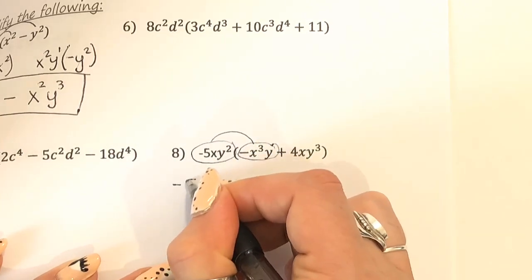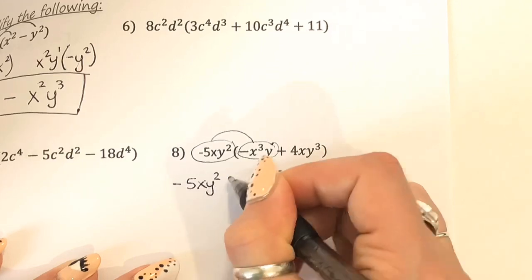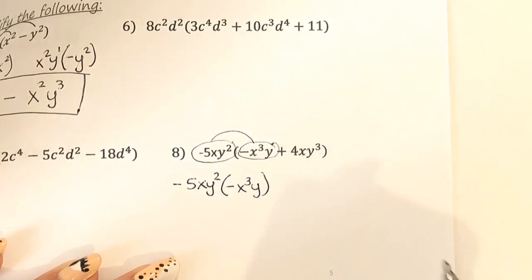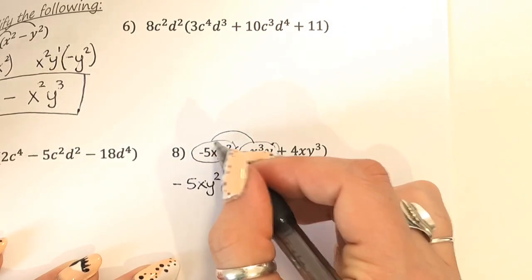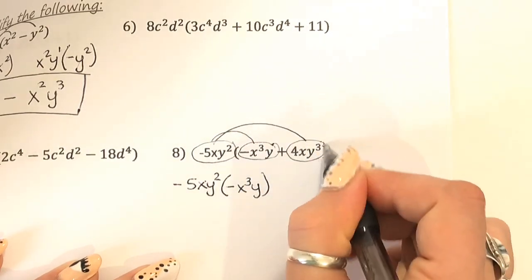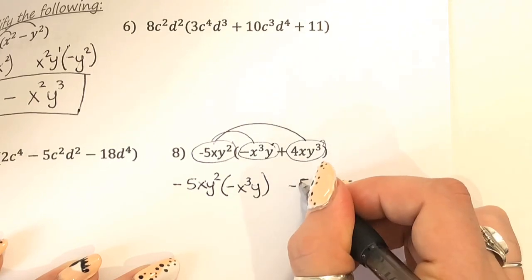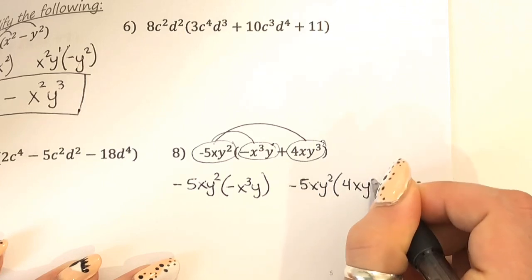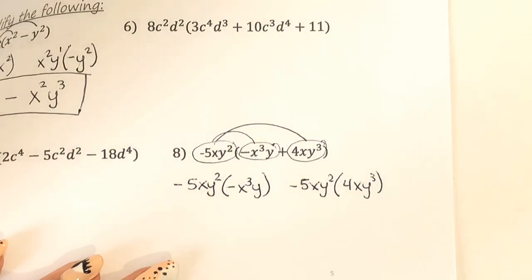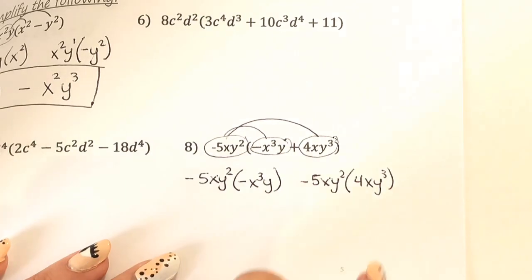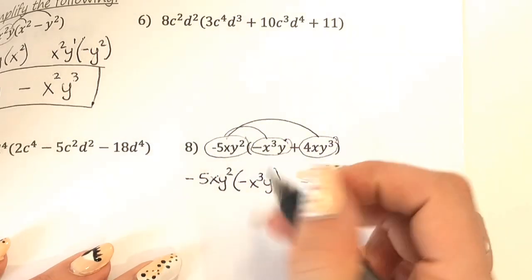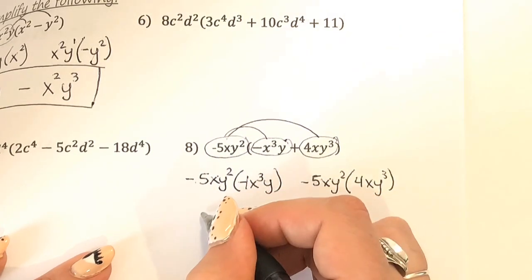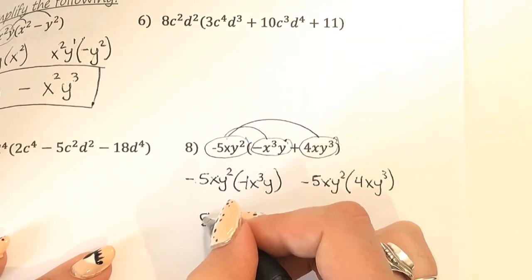So we're going to have a negative 5xy squared, and then I'm timesing it by a negative x cubed y. And then we're going to repeat. I'm going to do this whole term into this entire term. So I'll have the negative 5xy squared times the 4xy cubed. So I know it looks messy, but just break it down and do just the numbers. So I'm going to have negative 5, and then this is like a negative 1. Negative 5 times negative 1 is a positive 5. Those two negatives turn positive.